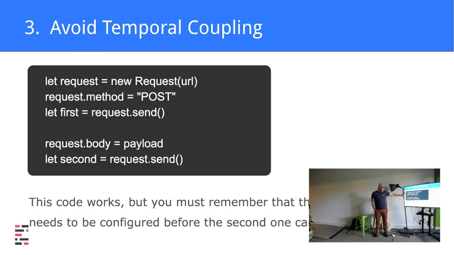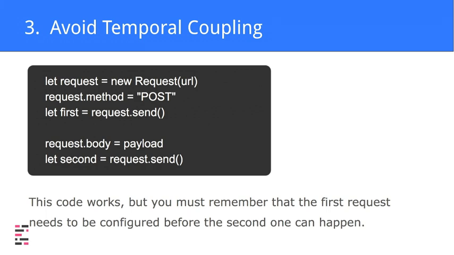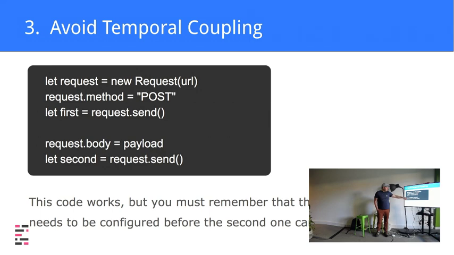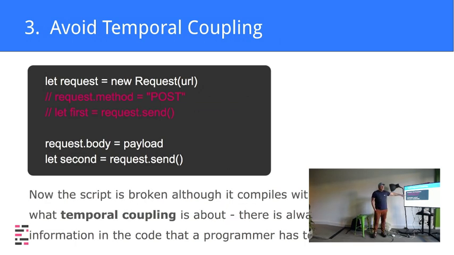So this works. There's nothing wrong with this. But you have to remember, as the programmer, that the first part needs to be configured before the second part, otherwise we don't have a method set. This is our configuration step here. Once you get to this part, you've got to remember that this has to be done first. If for some reason this got commented out or didn't run, this code will generate an error. This is now broken code.